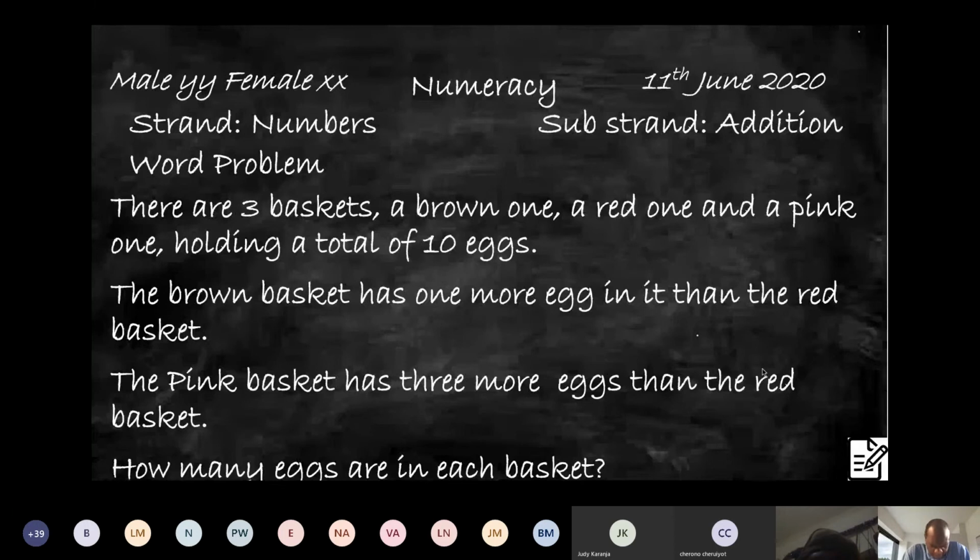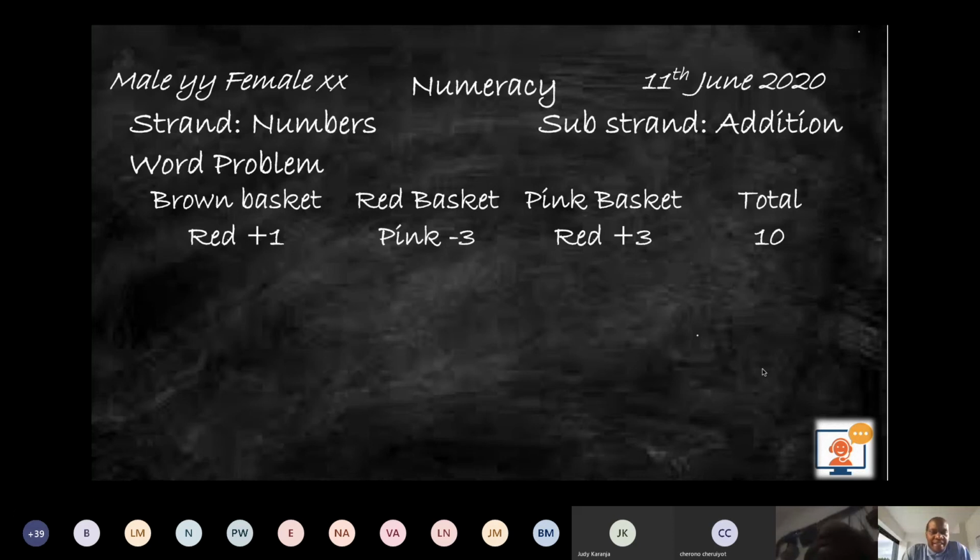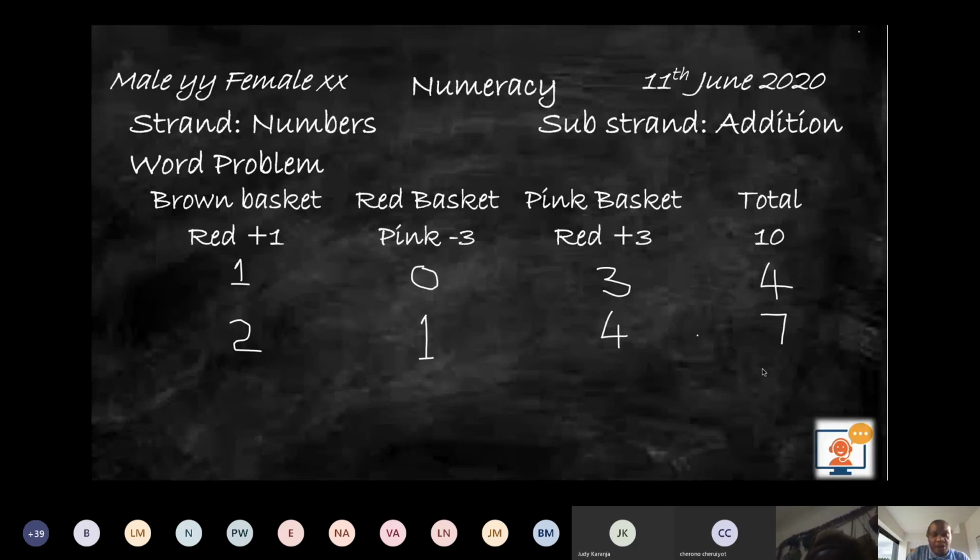So I'm going to share the working and you compare the working with your work. Compare with how you have worked out the word problem. So I had red basket, red plus 1 for brown, red plus 3 for pink, and a total of 10. So depending on how the relationship was given, I now say that if the red basket has 1, then these other baskets will have something like that, and then the total will be 5. Then I made that for each basket, and I continue. If red has 2, I move that until I got 10.